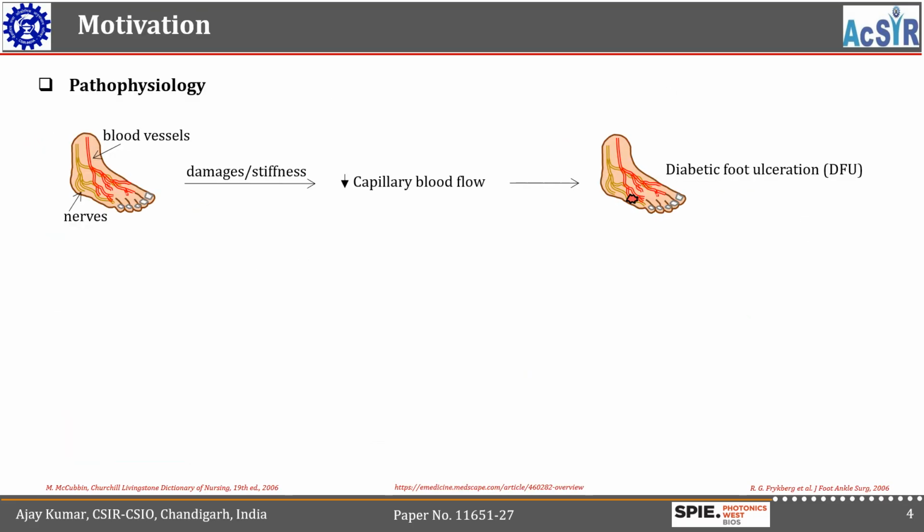What is the pathophysiology of diabetic foot ulcer? Because of diabetes, both nerves and blood vessels of the foot are damaged and become stiffer. This causes ischemia, a condition in which blood circulation in the capillary is restricted and the availability of oxygen to the tissue is reduced, which will lead to diabetic foot ulceration.